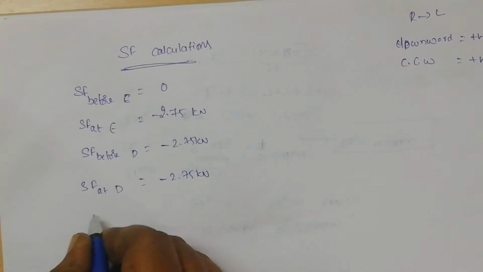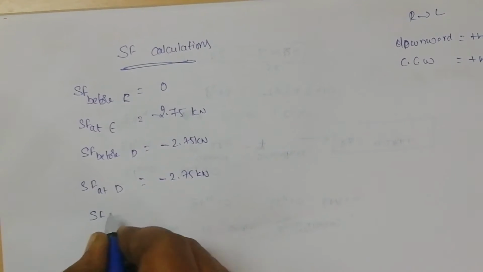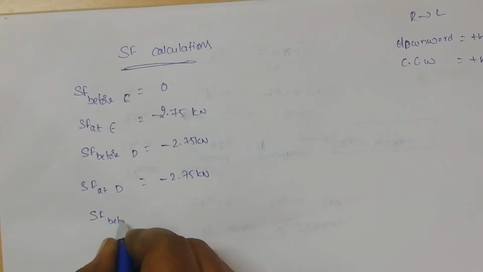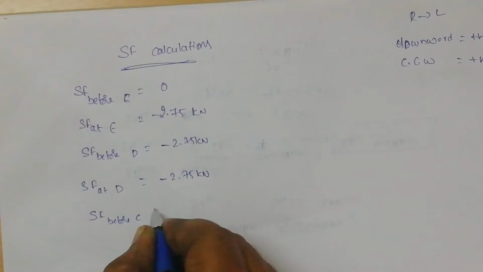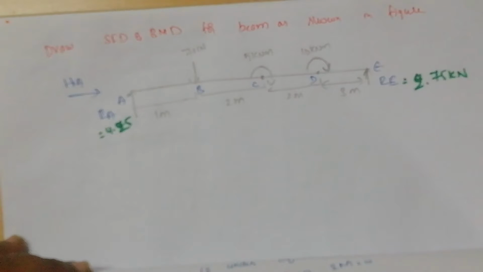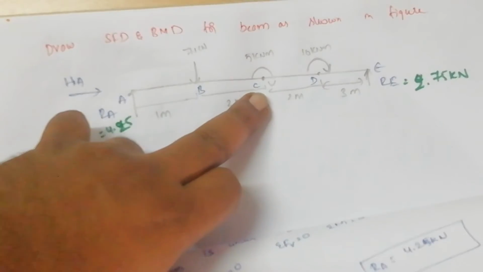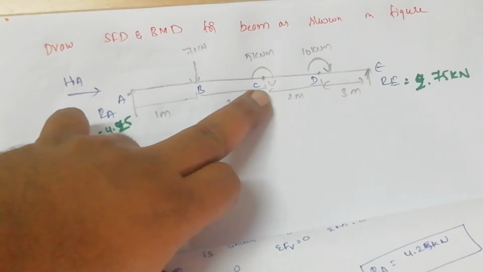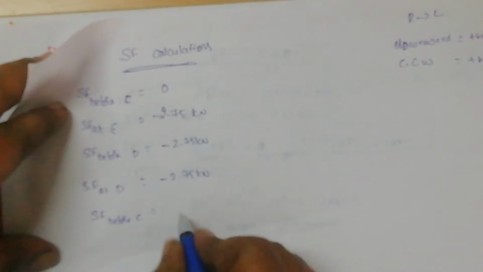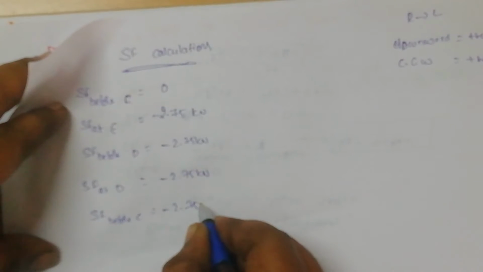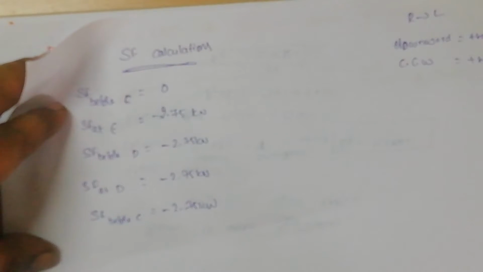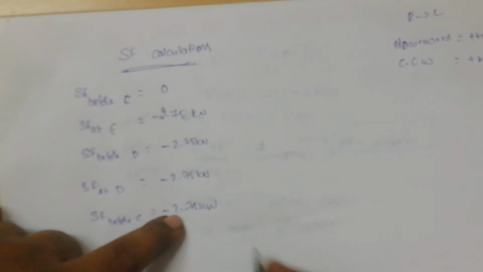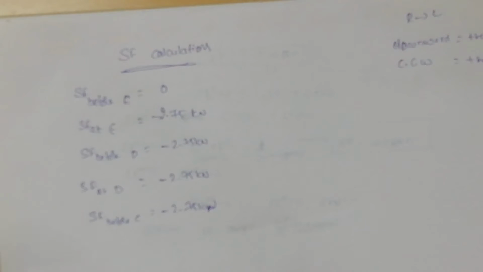Because we are having a moment at point D, we should not consider it for shear force before point C. Before point C also, if you see, we don't have any other load; we are having a moment at point C, so we should not consider it as a load. So we take it again as minus 2.75 kilonewton. Okay, clear?